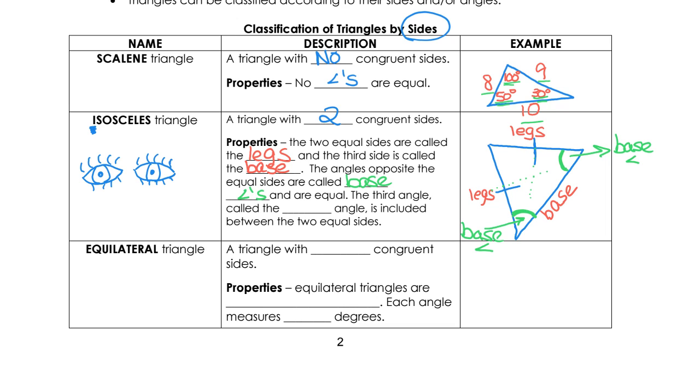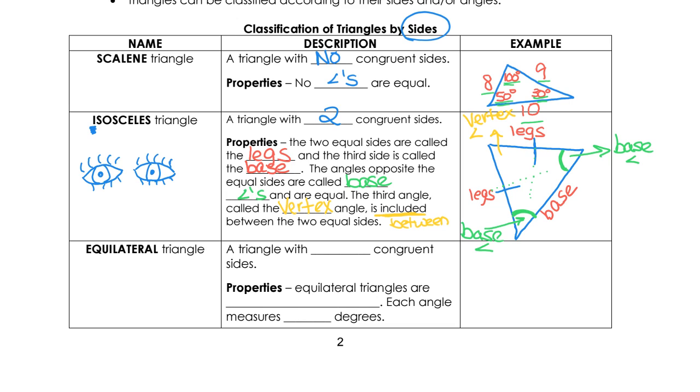Okay. The third angle is called the vertex angle. So up here, this is called the vertex angle. Okay. And it's always included. Included means between. It's included between the equal sides. It's between the equal sides.